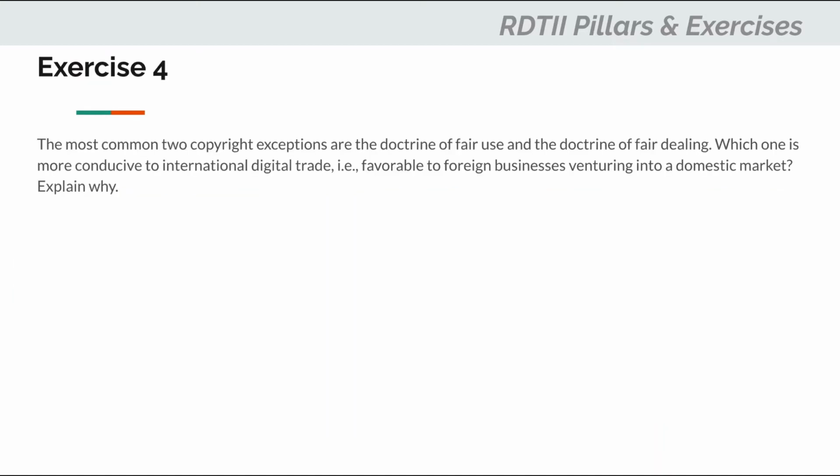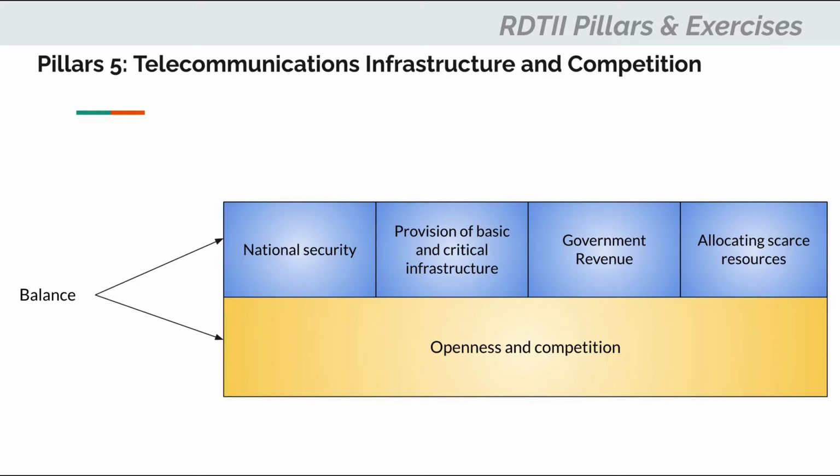Here is the exercise question for the fourth pillar. The most common two copyright exceptions are the doctrine of fair use and the doctrine of fair dealing. Which one is more conducive to international digital trade, that is, favorable to foreign businesses venturing into a domestic market? Explain why. Pillar 5 deals with policies regarding telecommunications infrastructure and competition.